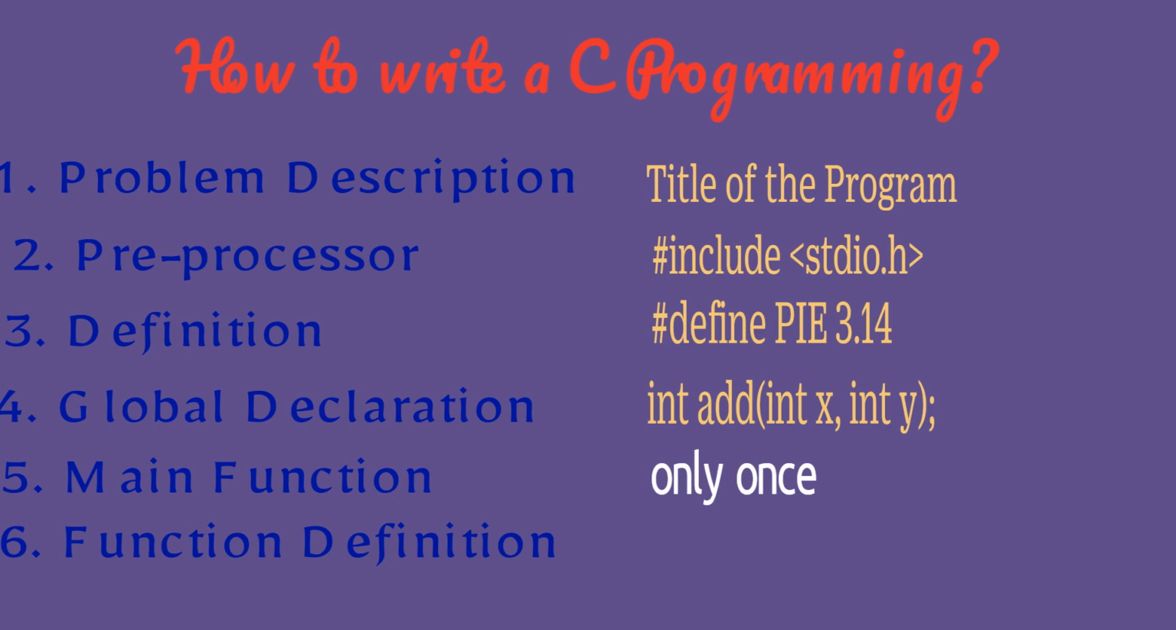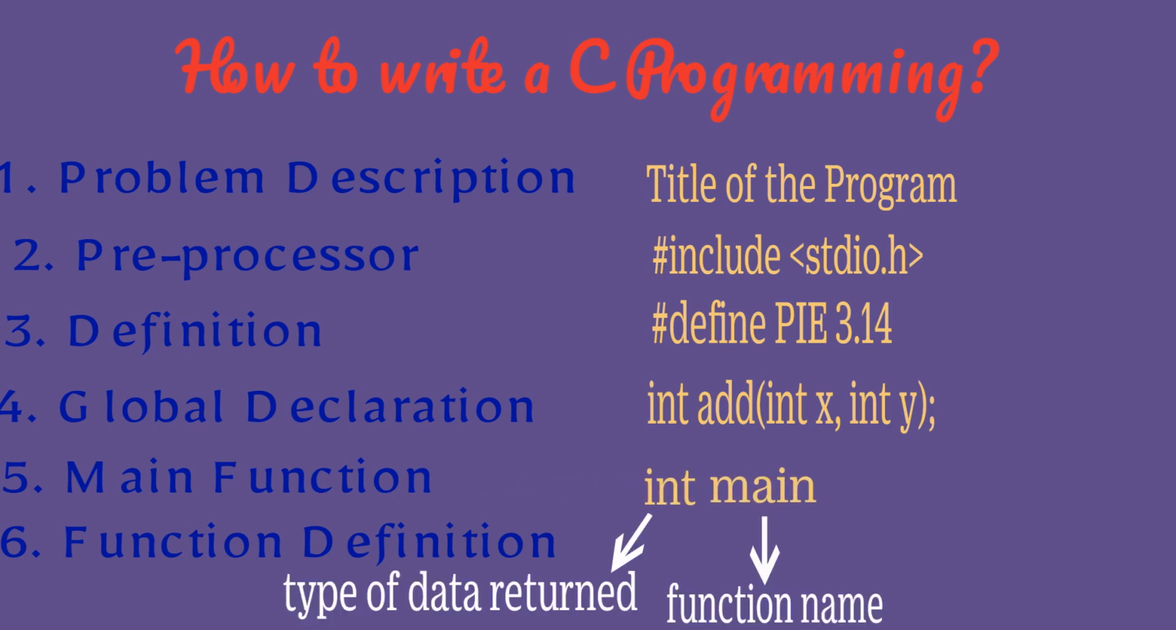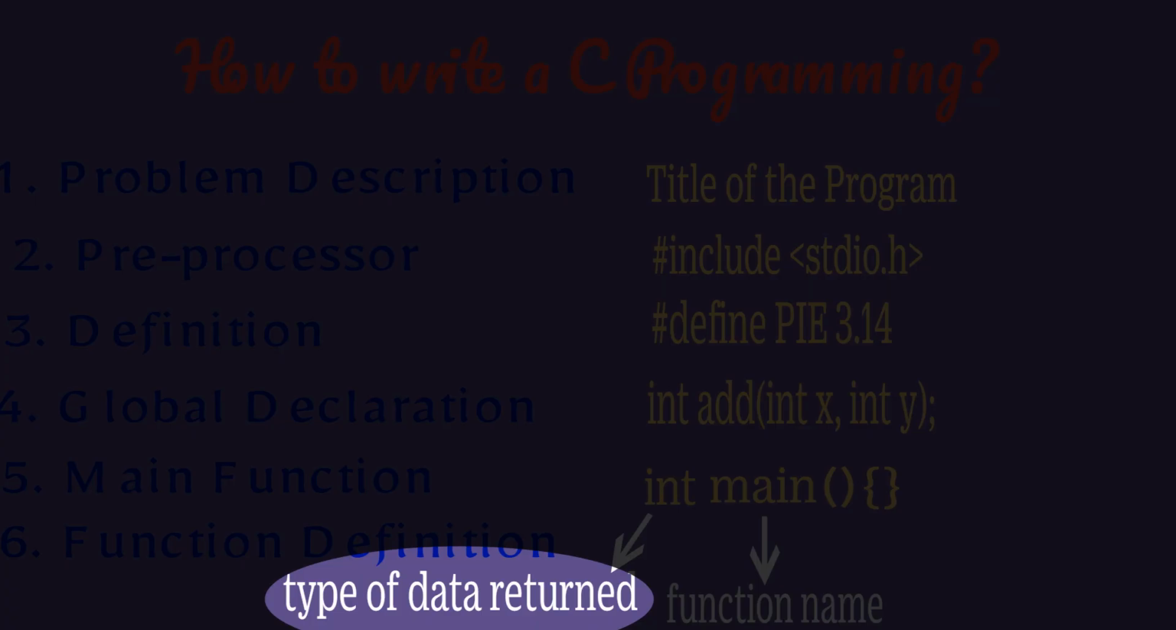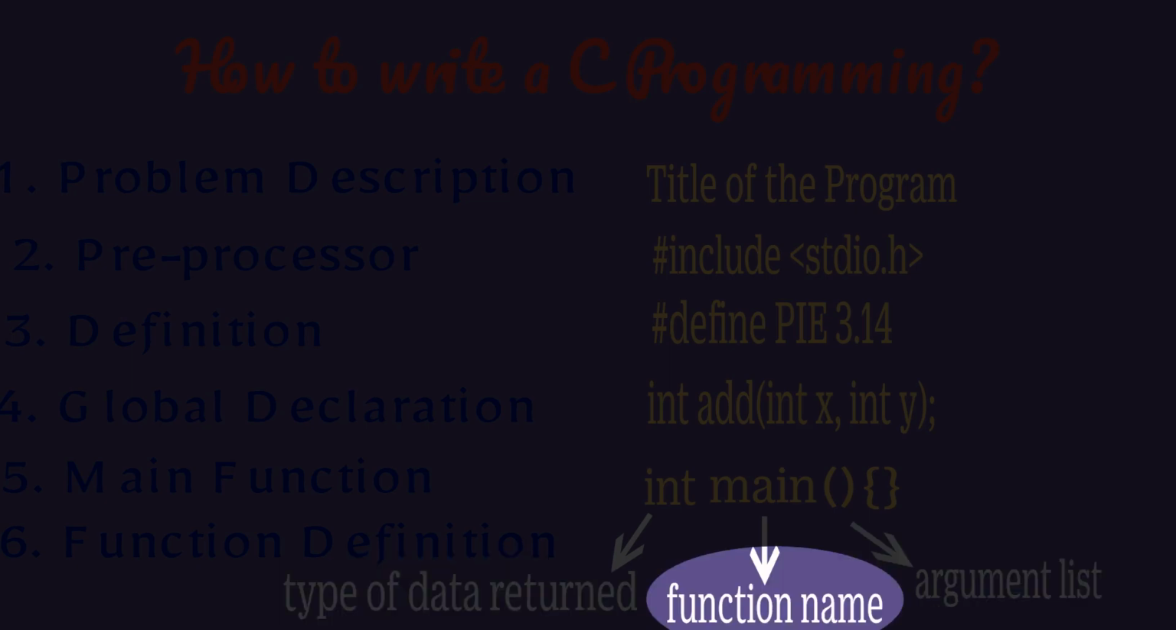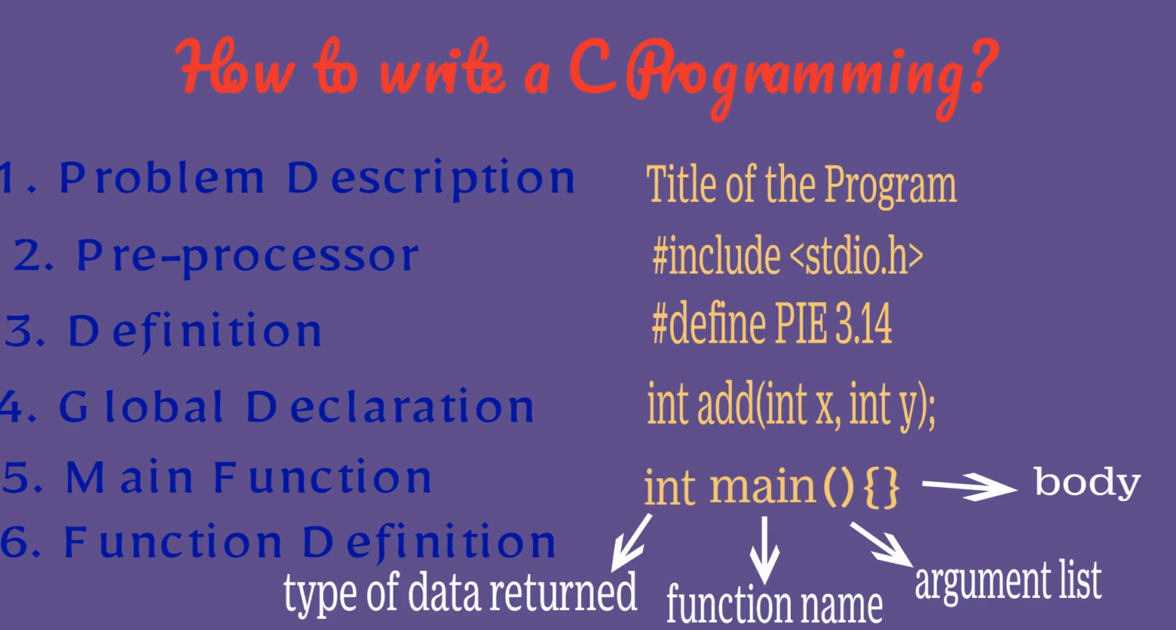While defining the main function, the format should include the type of data returned by the method and the function's name. It is followed by parentheses and curly brackets. In a nutshell, the main function prototype includes return type, function name or method name, argument list, and the body.